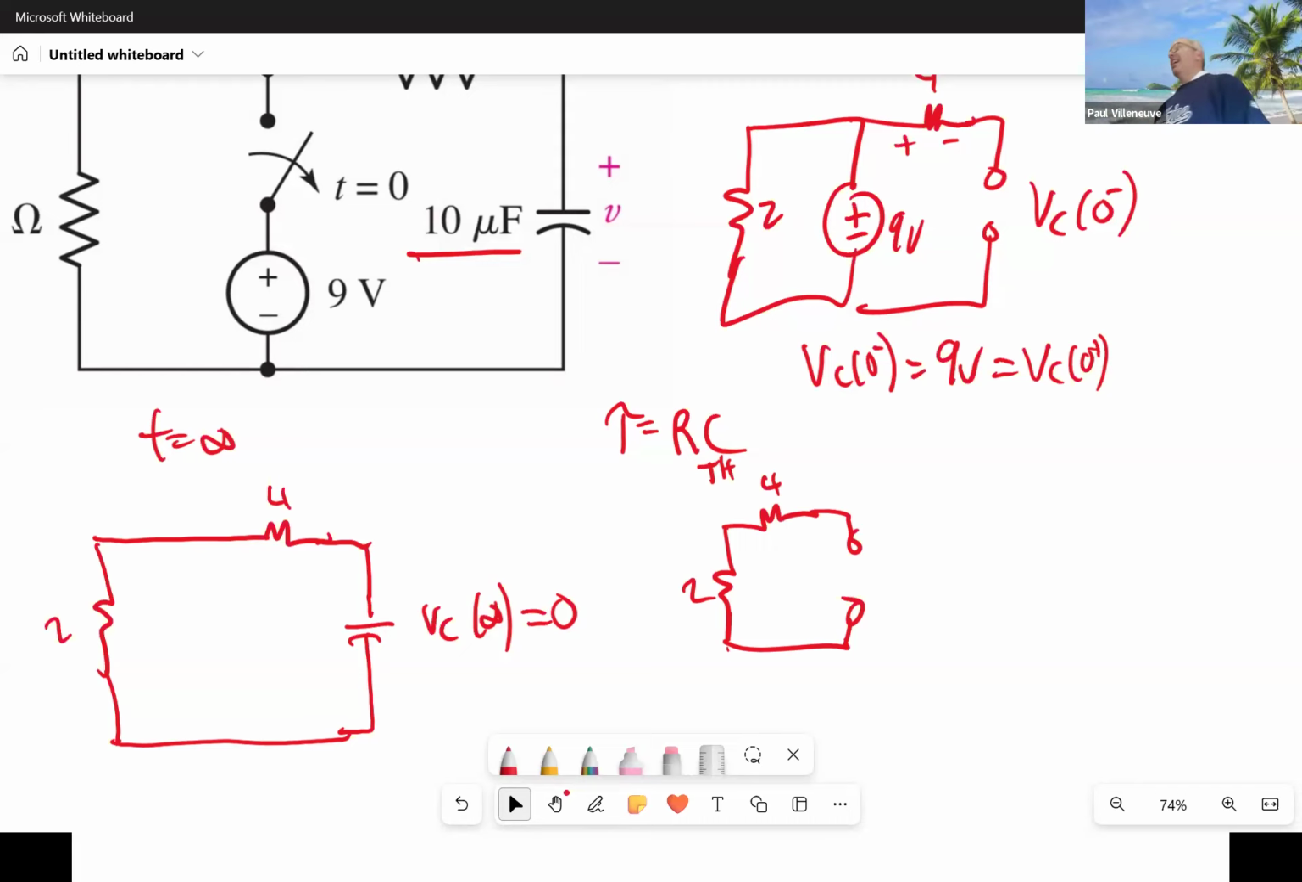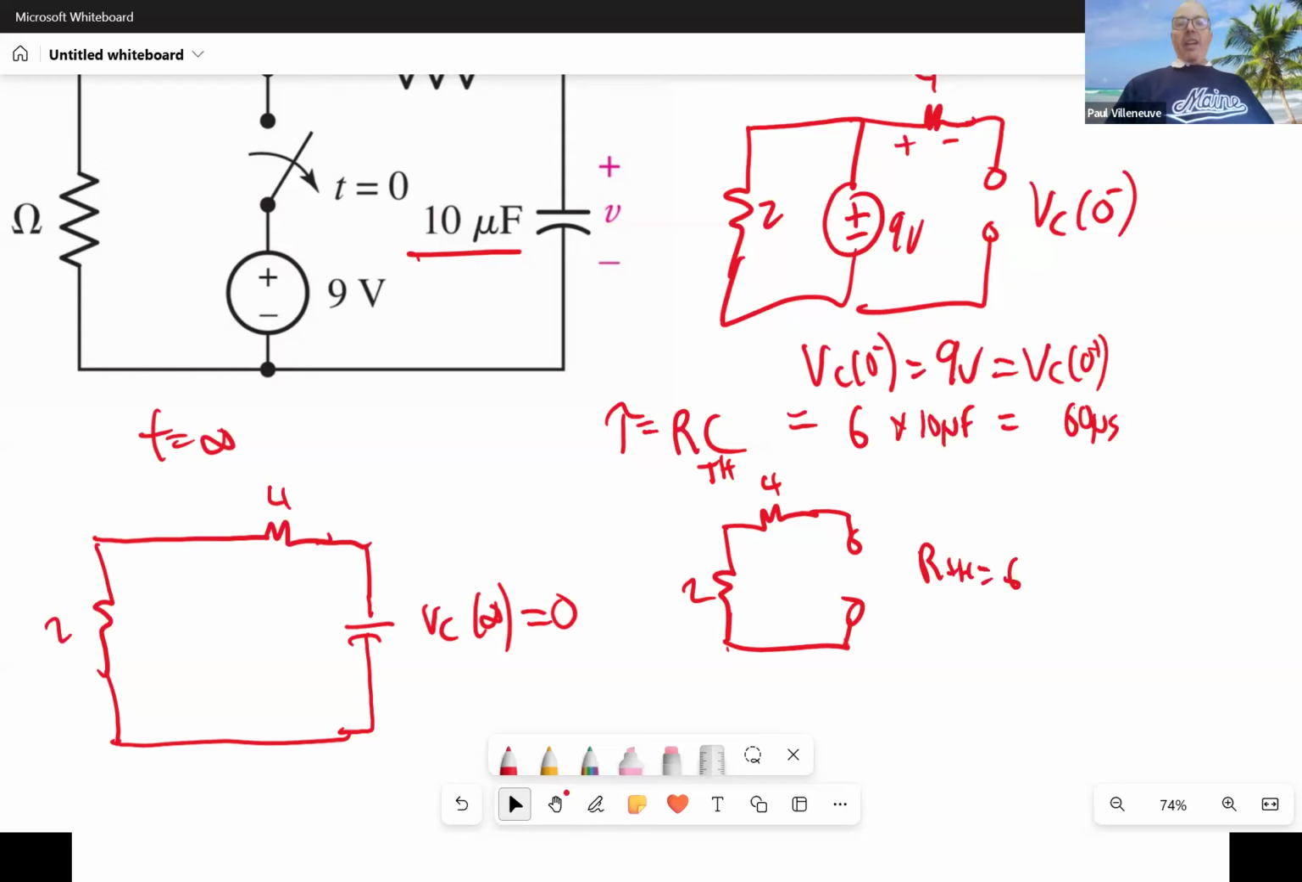So that's the other thing. When you want to solve for your time constant, you've got to know what you're looking for. I didn't care about the circuit at 0 minus. I cared about it in steady state because that's what the capacitor is discharging through. That's what that capacitor sees for resistance. So R Thevenin equals 6, and tau is 6 times 10 microfarad, which is equal to 60 microseconds.